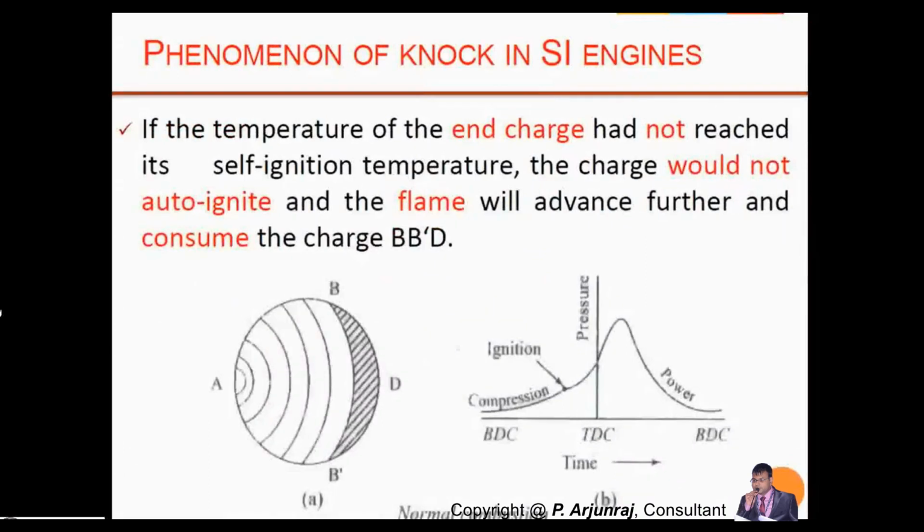Now I will talk about the normal combustion. When the piston moves from BDC to TDC, it compresses the air-fuel mixture in the case of an SI engine. If the temperature of the end charge has not reached its self-ignition temperature or auto-ignition temperature, the charge would not auto ignite. The flame will advance further and consume the charge B-B-D.